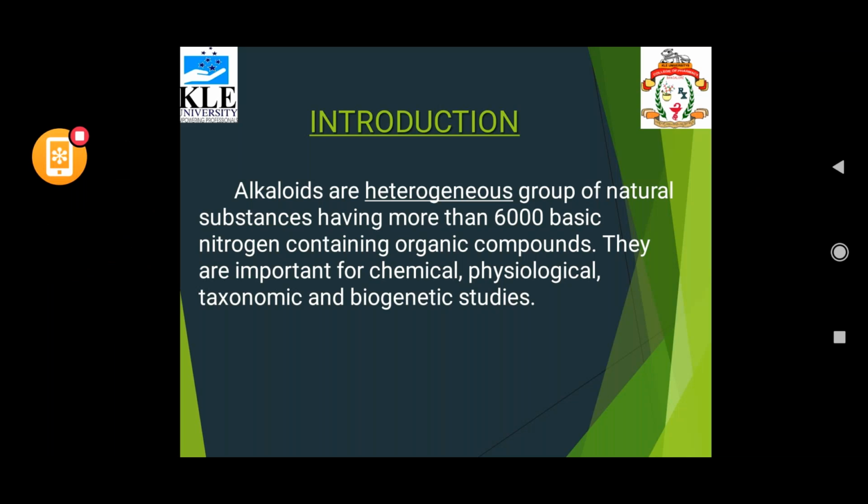Introduction. Alkaloids are a heterogeneous group of natural substances having more than 6,000 basic nitrogen-containing organic compounds. That means alkaloids are very vast and have more than 6,000 basic nitrogen-containing organic compounds. These are mainly helpful in the chemical, physiological, taxonomic, and biogenetic studies.